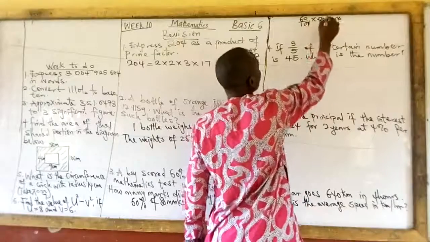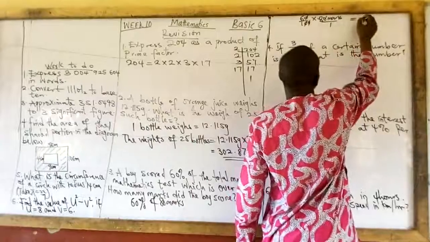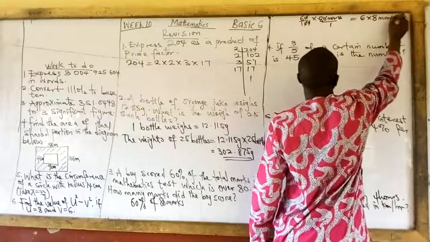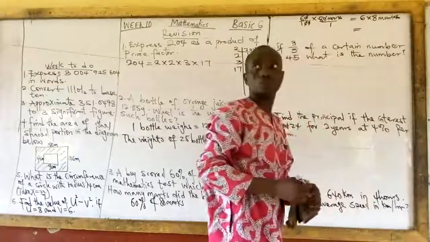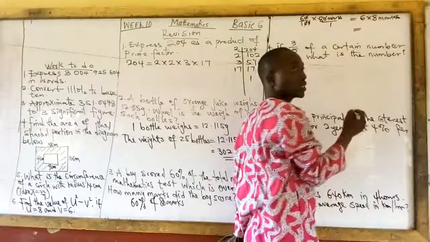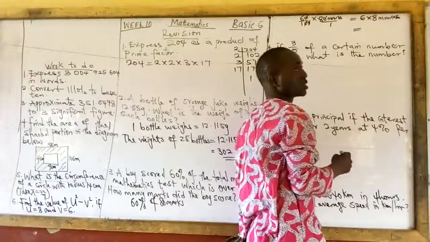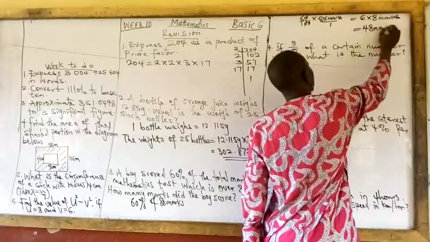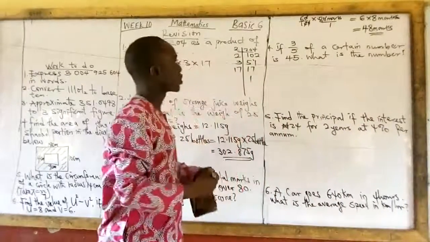Now we cancel 0 here, 0 here. We have 6 multiplied by 8 marks. 6 times 8, class. This is not plus, this is multiplication. 6 times 8, 48 marks. The boy scored 48 out of 80 marks. Now let's move on to number 4.